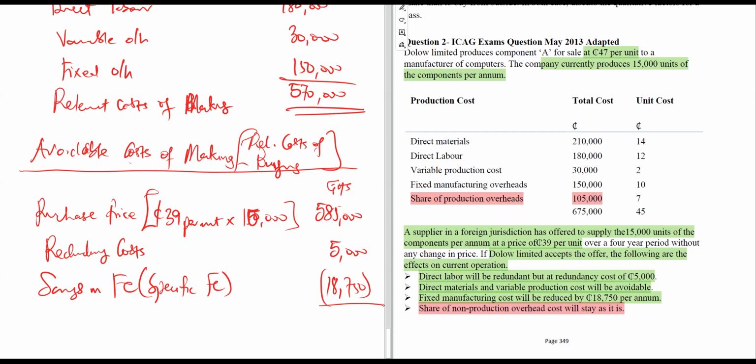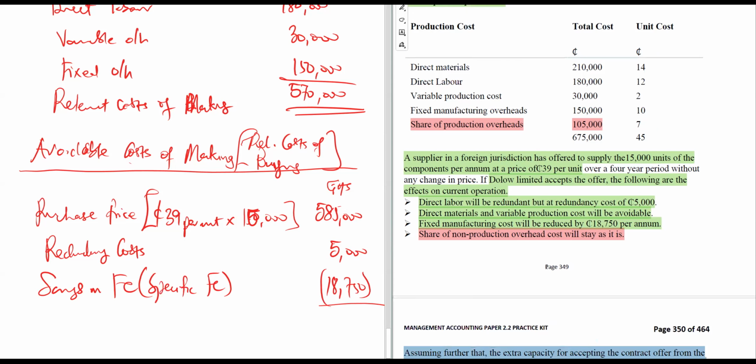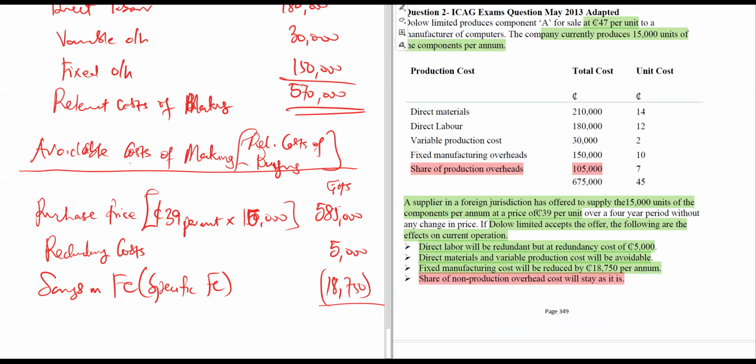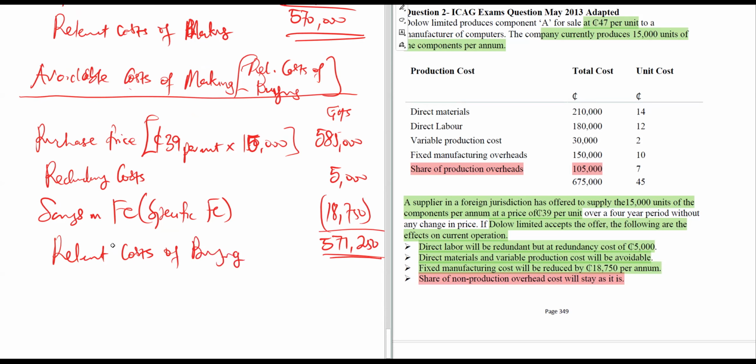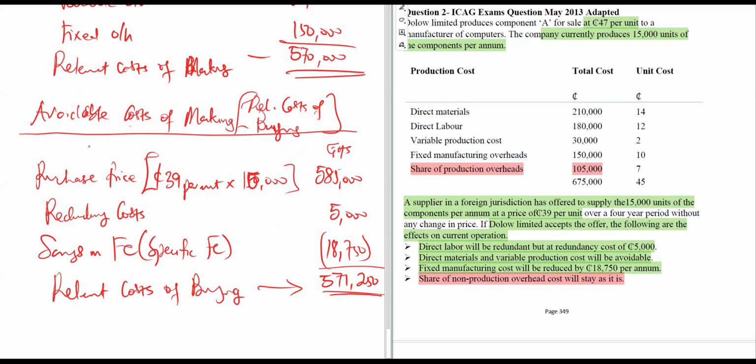So with this decision, these are the total costs incurred, because the next one is a further assumption. So with this 585,000 plus our 5,000 redundancy minus 18,750 saving in fixed cost, we have 571,250. So what's the decision? Should we make or should we buy? When we buy, we have a total cost of 571. When we make, we have a total cost of 570. So we are going to make.